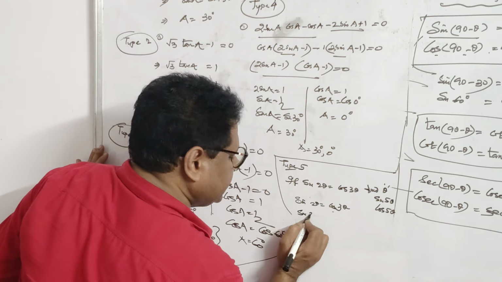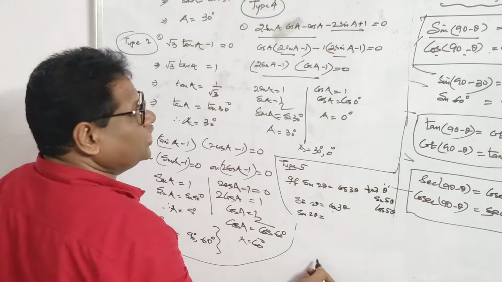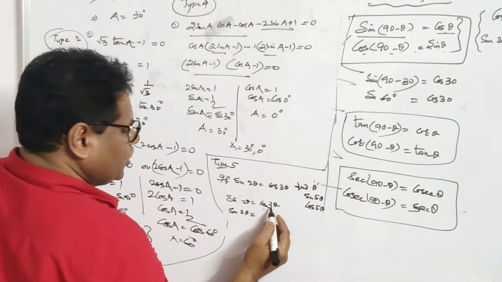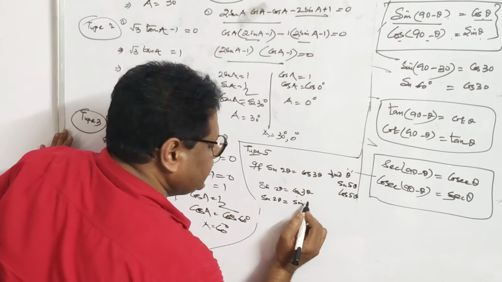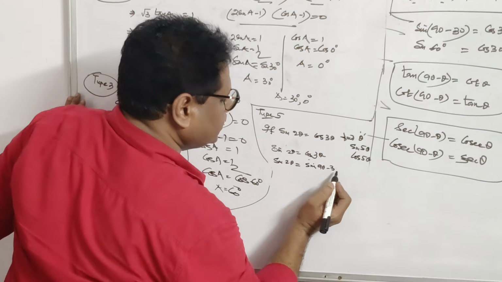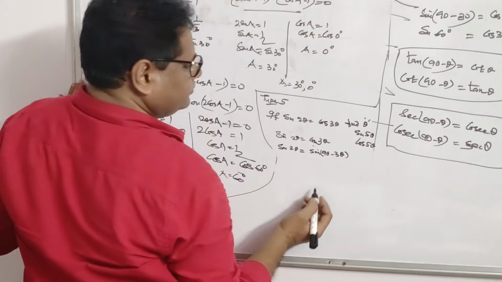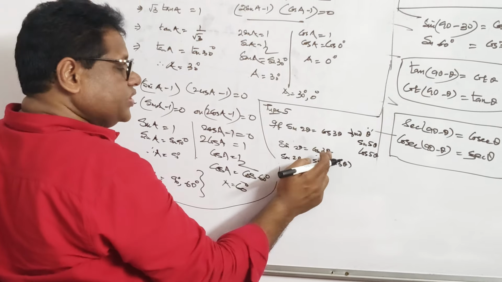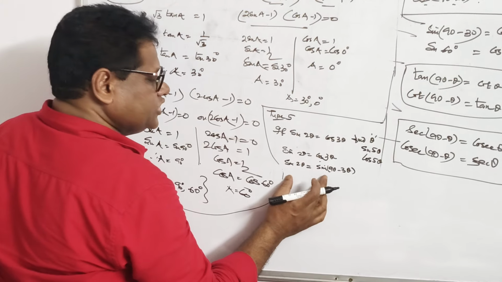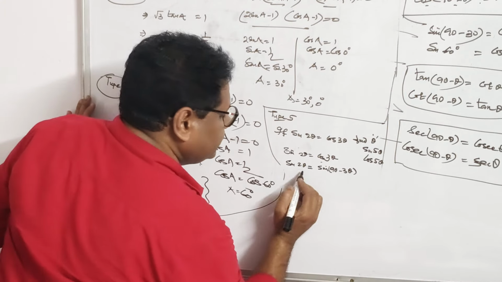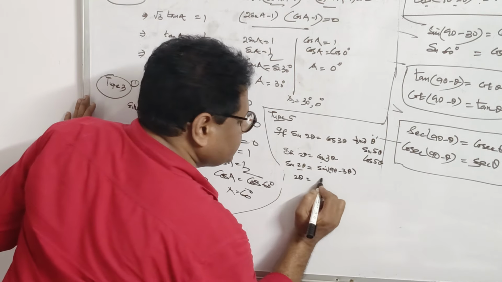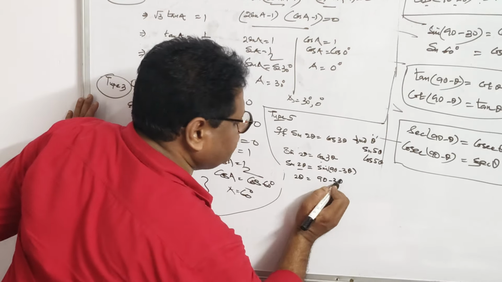Now suppose we have sin 2 theta. Now for cos theta, we have sin 90 minus theta. So for cos 3 theta, can we write sin 90 minus 3 theta, right? Because sin 90 minus theta is cos theta. So for cos 3 theta, we have written like this. Now since both are in terms of sin, equate the values, 2 theta equals 90 minus 3 theta. So this is how the equations have to be solved.